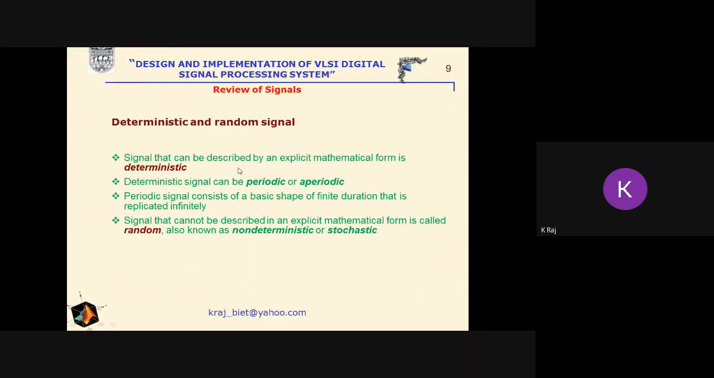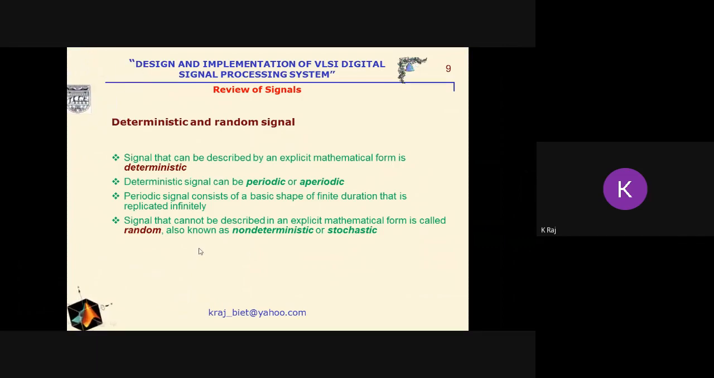The signal that can be described by explicit mathematical formulas is known as the deterministic signal, and a deterministic signal can be periodic or aperiodic. A periodic signal consists of a basic shape of finite duration that is replicated infinitely. And signals that cannot be described in an explicit mathematical form are called random signals, also known as non-deterministic or stochastic signals.